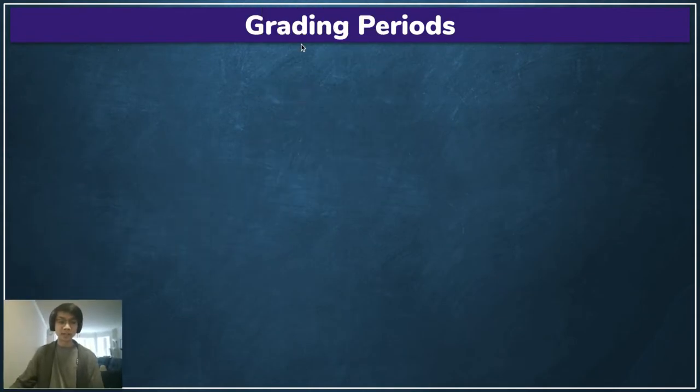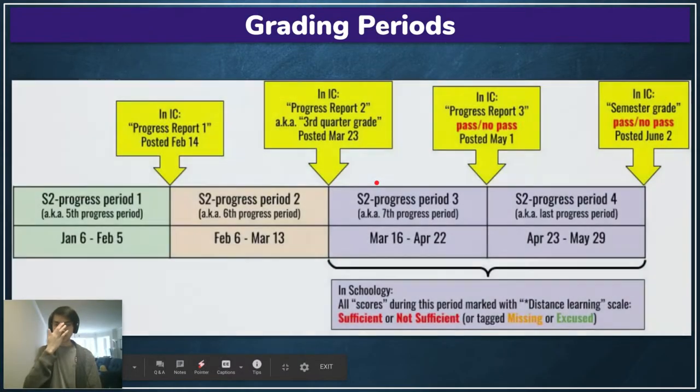First thing we have to take into consideration are the grading periods. This pass no pass grading will affect the second half of second semester. So everything from the first day of closure, Monday, March 16th, to the last day of school, May 29th. All of this, everything in purple, is pass no pass. Everything here is the first half of second semester, essentially, your Q3 progress report grade. That is frozen in time.